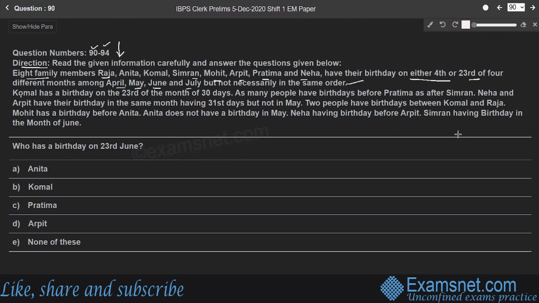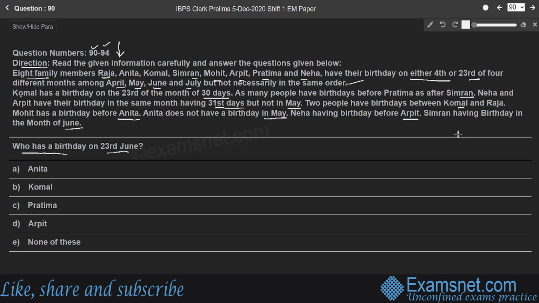Komal has a birthday on 23rd of the month of 30 days. As many people have birthdays before Pratima as after Simran. Neha and Arpit have their birthday in the same month having 31 days but not in the month of May. 2 people have birthdays between Komal and Raja. Mohit has a birthday before Anita. Anita does not have a birthday in the month of May. Neha having birthday before Arpit. Simran having birthday in the month of June. Then who has a birthday on 23rd June?